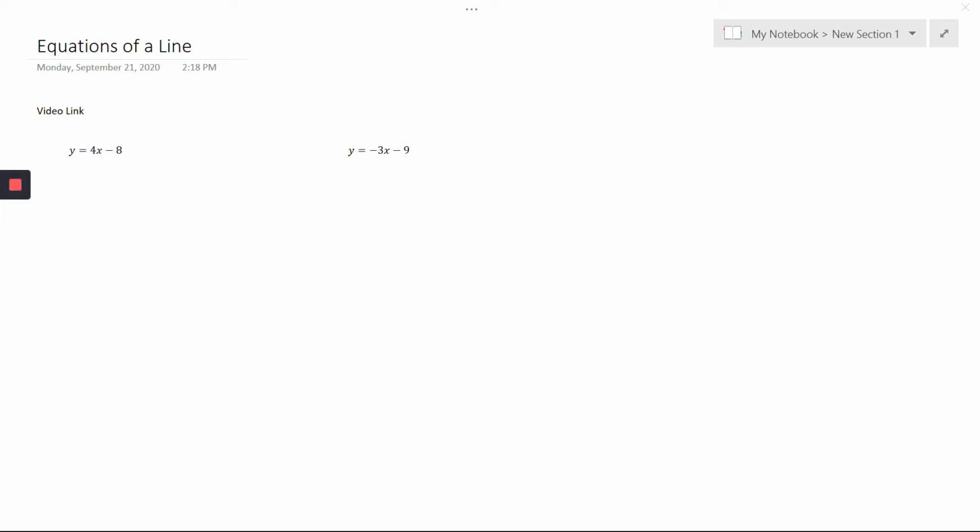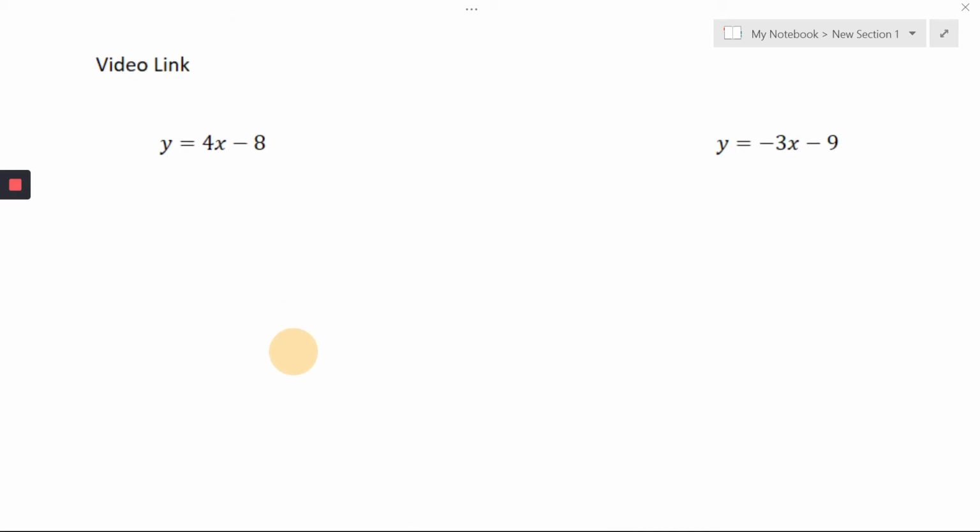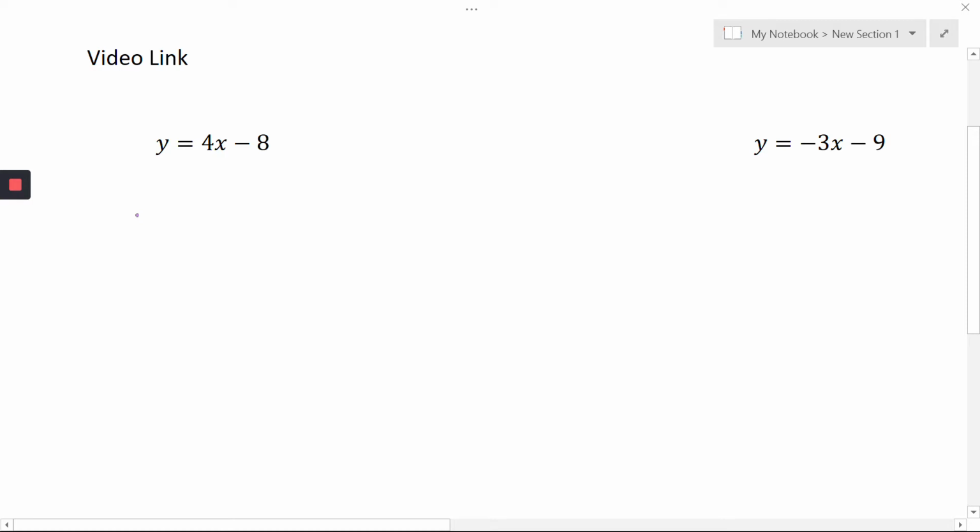So for these equations of a line, we're looking at slope-intercept form. And this is one of my favorite forms because this shows us a lot of information. So first of all, I can see my y-intercept, I can see my slope, and I can find my x-intercept.